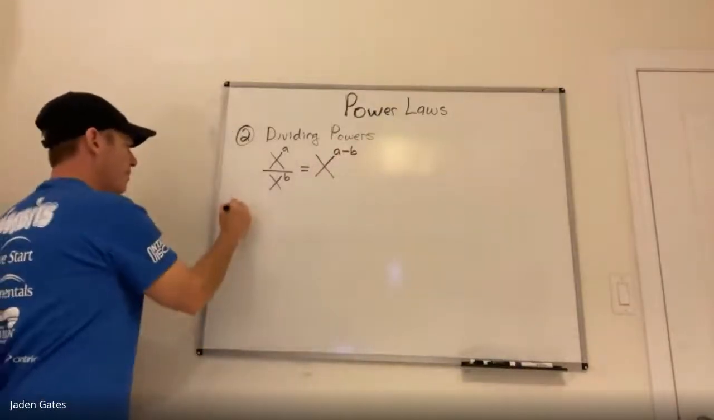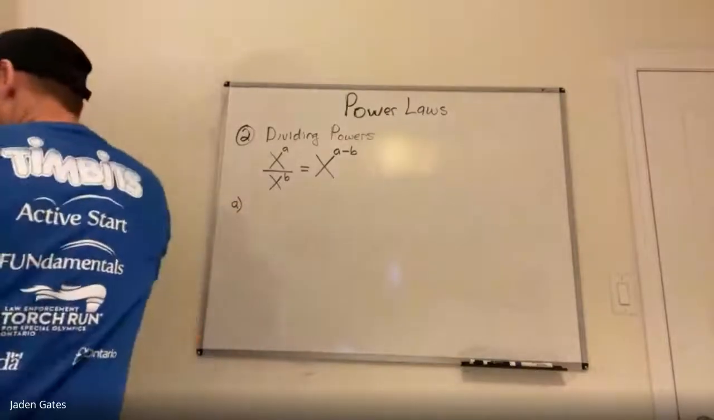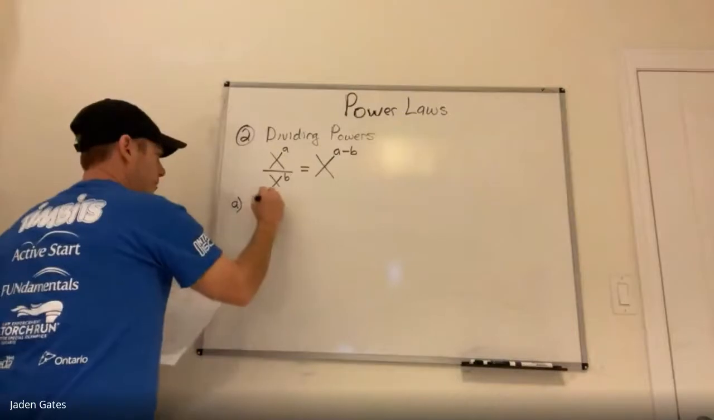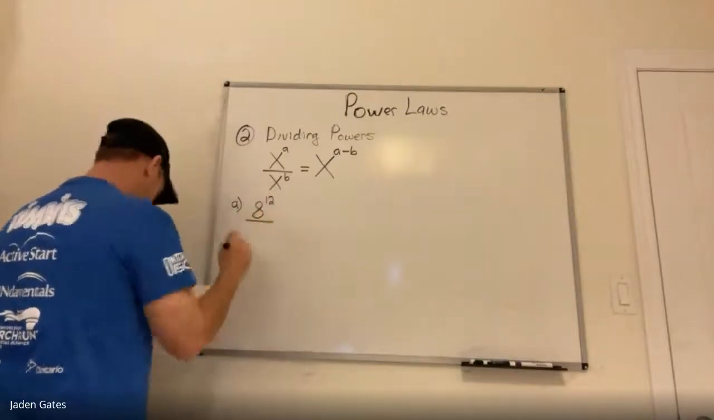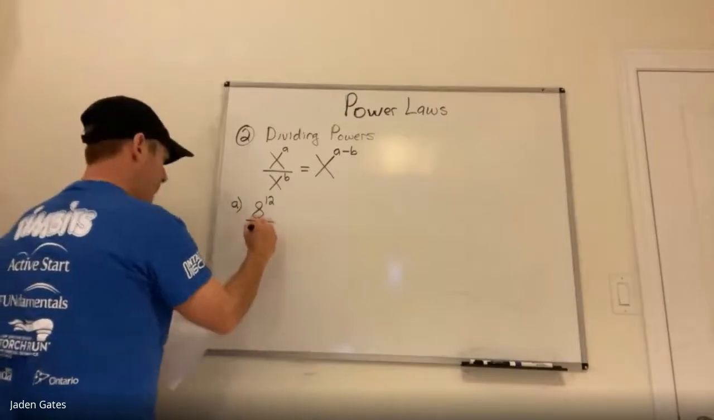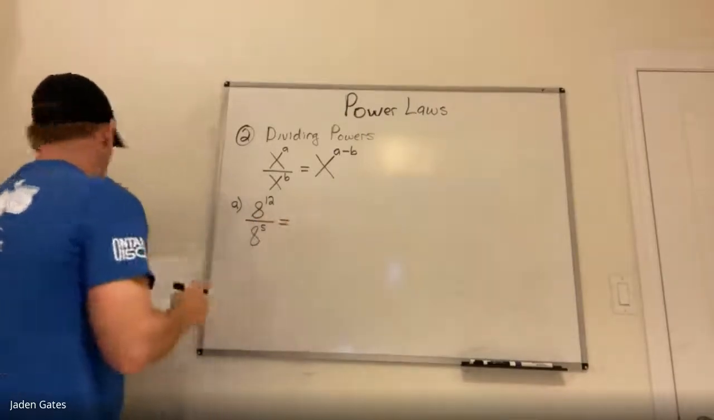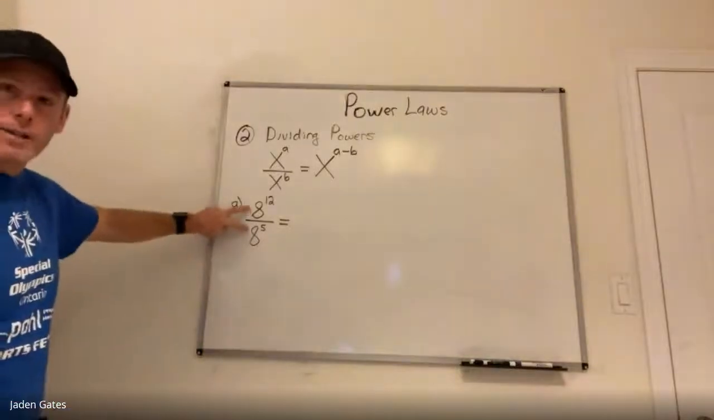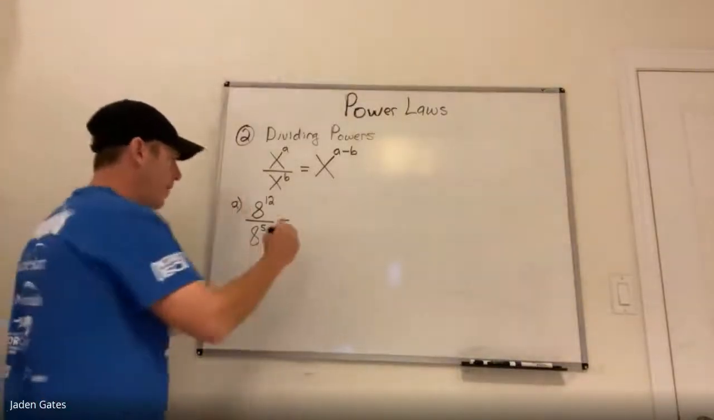All right, so again, work with some examples. So we get something like 8 to the power of 12 divided by 8 to the power of 5. All right, so again, bases are the same. We got 8s here. All right, so I'm going to keep that base the same.